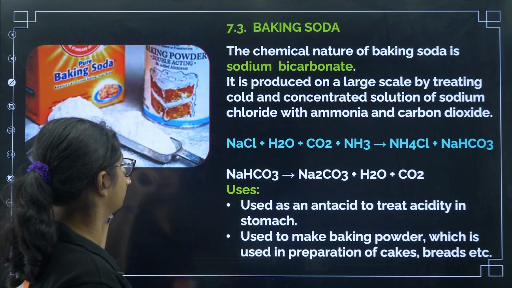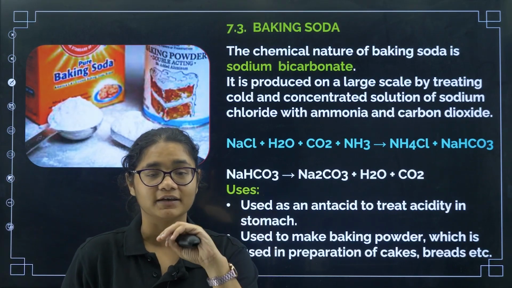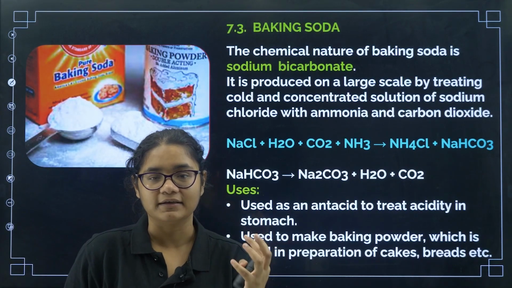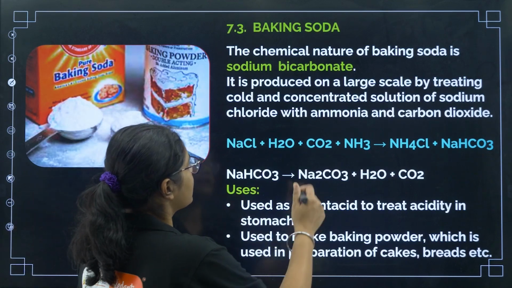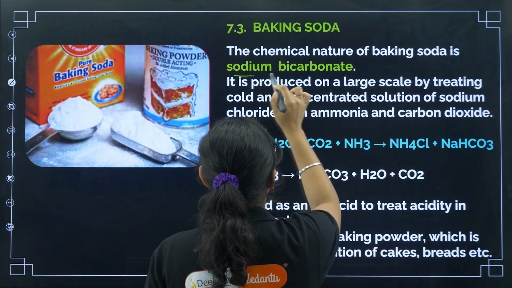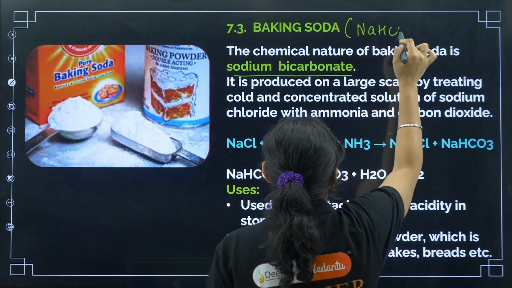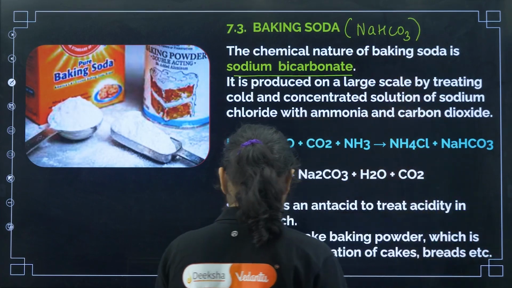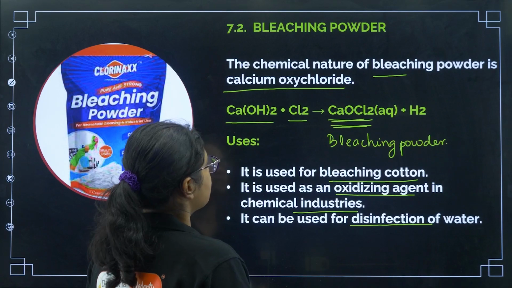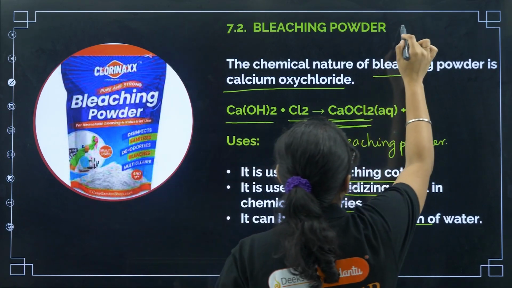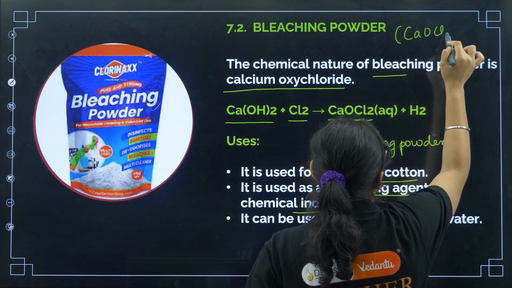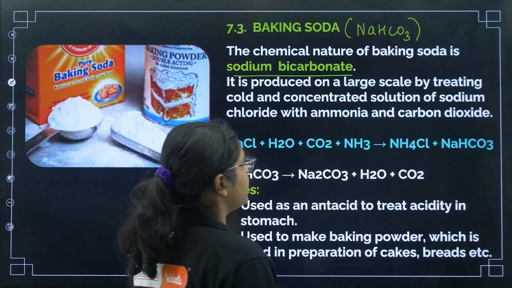I think all of you would have used baking soda. It is widely used in food and in making bakery items. The chemical name of baking soda is sodium bicarbonate, that is NaHCO3. If you remember, bleaching powder is calcium oxychloride, and this is sodium bicarbonate.